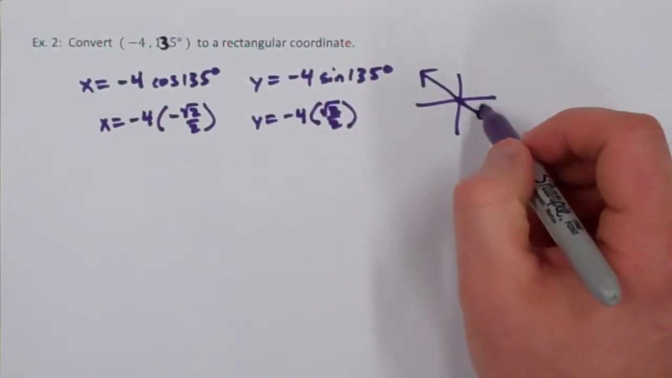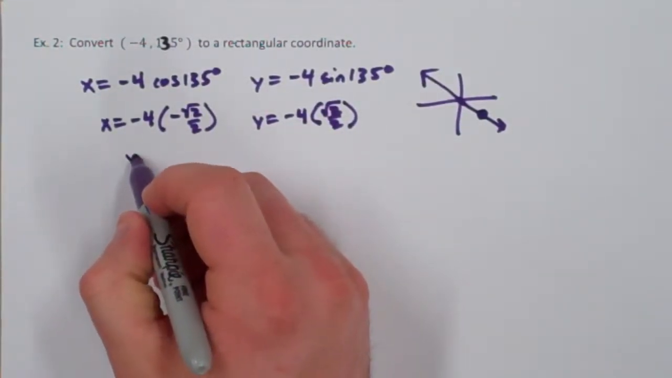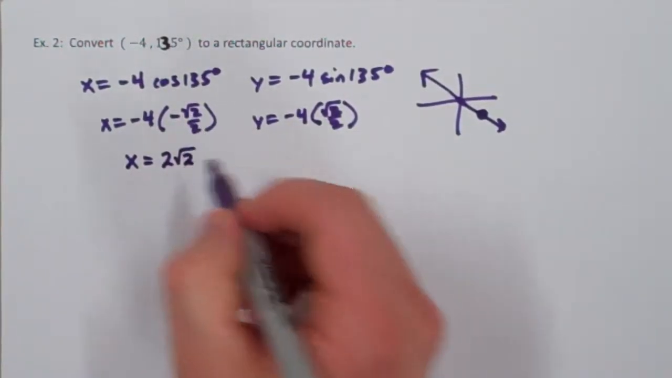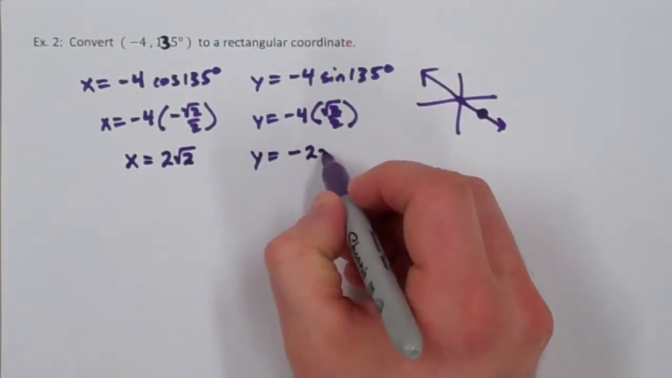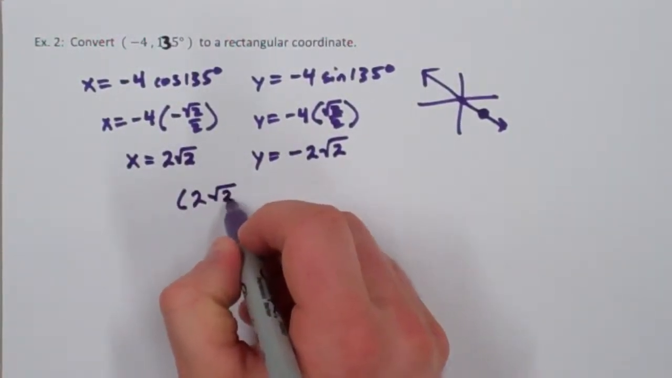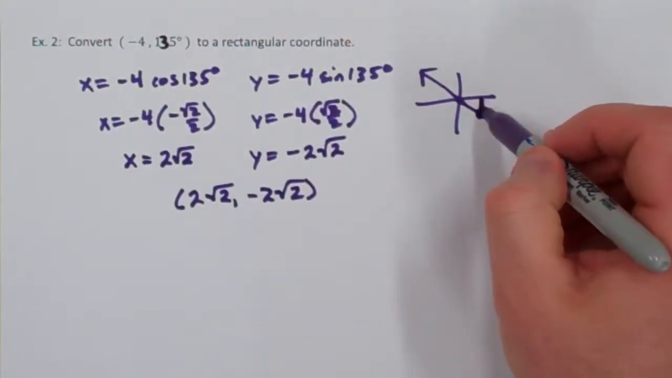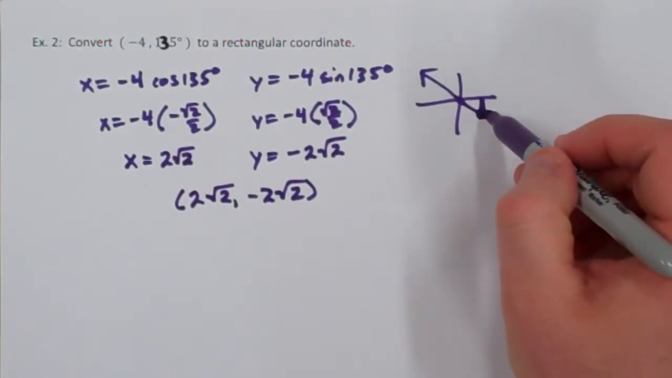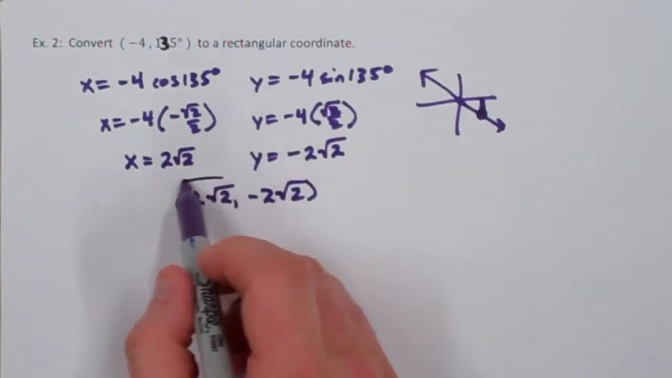So we should find a positive x value and a negative y value. Let's see if that happens. So negative times a negative is a positive. 4 over 2 is just 2, and then we've got a root 2 there. This one will be negative, and then 4 over 2 is 2, and you've got root 2. So the coordinate pair is 2 root 2, negative 2 root 2. And that does work. We would notice also here that if this were drawn perfectly, this x and y would be exactly the same value, with the exception that the y would be definitely negative. And that's what we have here.